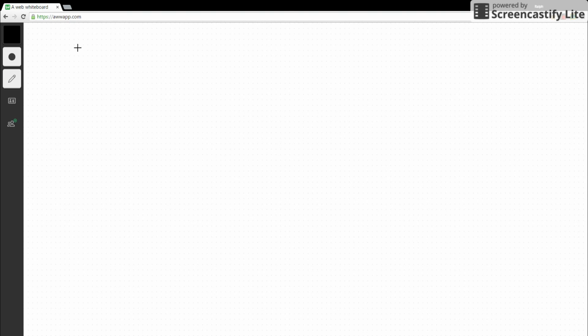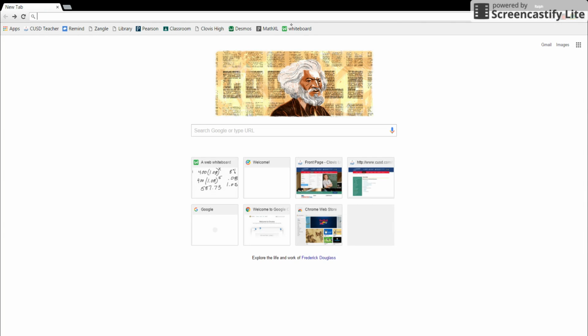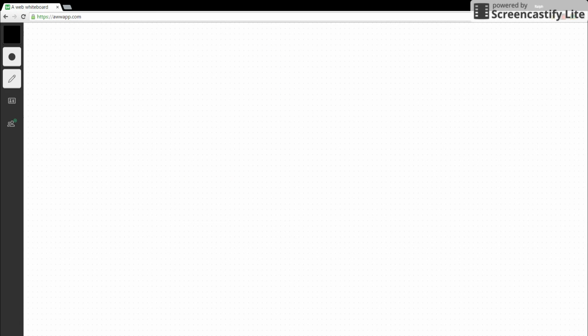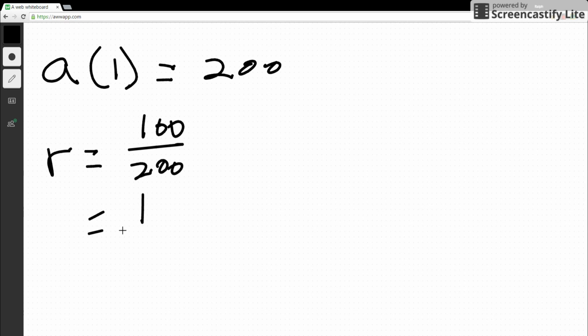Now the second part is 200, 100, 50, and 25. So, going back to where I just was, my first term was 200. For the R, I want to do the right term over the left term. So that's a half.